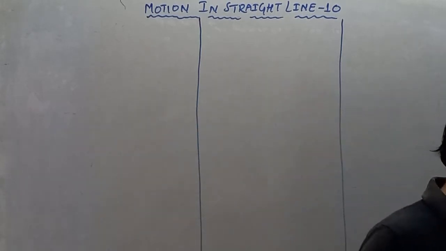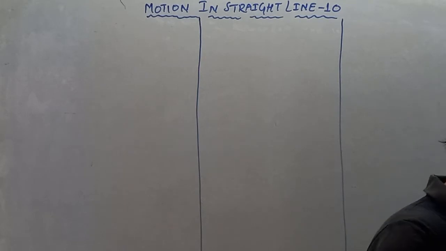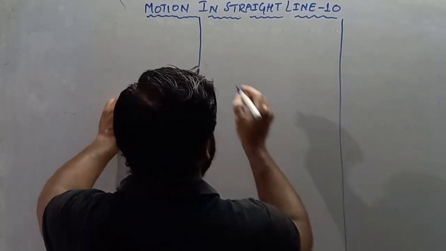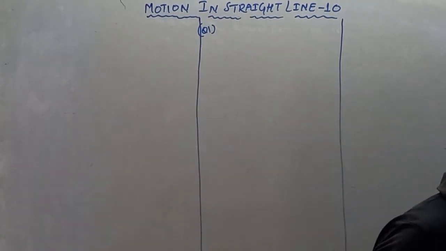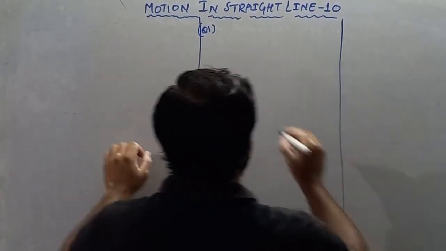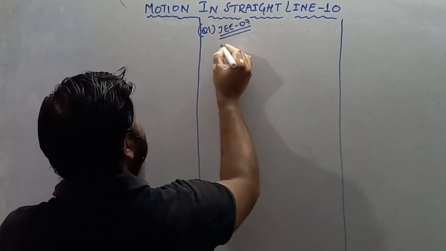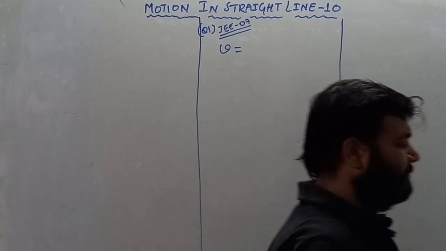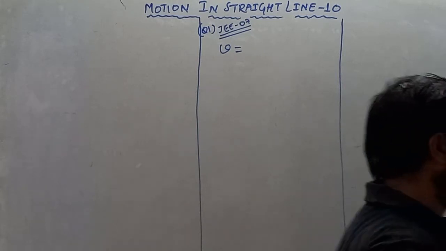Write down the first statement of the question. Question number 1. This question was asked in JEE 2007. The velocity of a particle is V equals V naught plus GT.